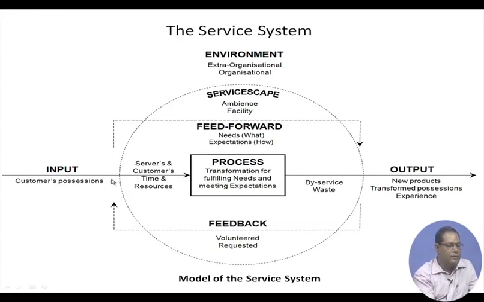Now when the customer comes to the Servicescape, he provides some feed forward. That means he tells the service provider what he needs. So these are the needs, and the expectations, that means how these needs are to be met. So these are the feed forward. And then when the service is provided, and also during the provision of the service, during the process, the customer may give some feedback, and that feedback may be of a voluntary type.